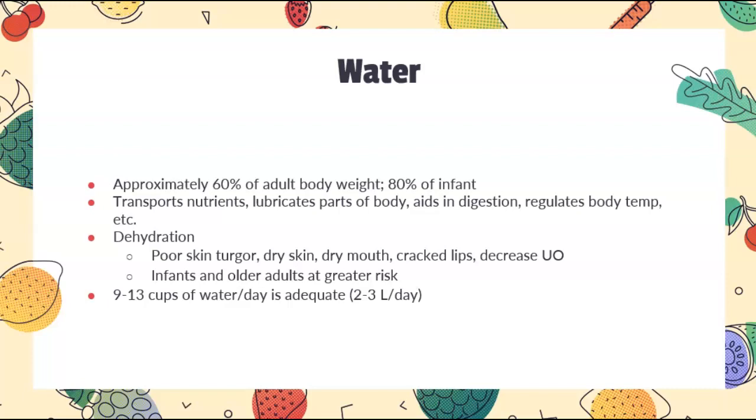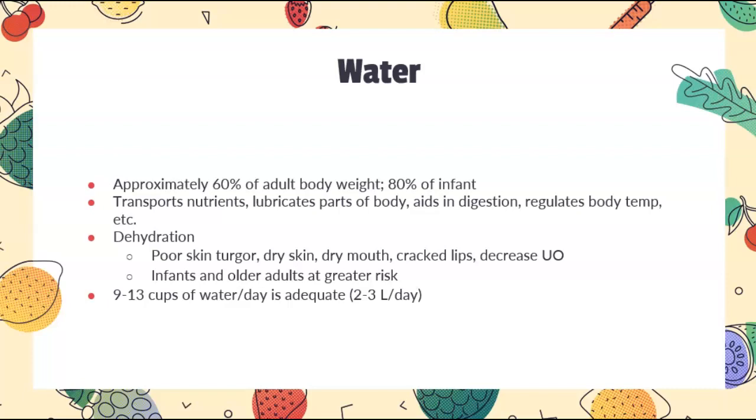Water is most vital to life. Humans can survive longer without food than they can without water. Water makes up approximately 60% of the adult body weight and 80% of the infant weight. It provides form and structure to body tissues, acts as a solvent, and it's necessary for most chemical processes. It helps transport nutrients and other substances throughout the body. It lubricates and protects moving body parts. It aids in digestion and is necessary for regulating body temperature.